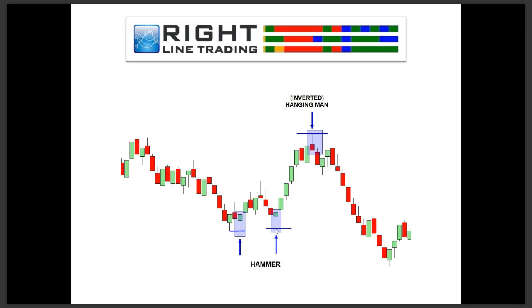Here's another really nice hammer. Big wick, major bear failure. And here, forget the inverted, this is our hanging man. And again, a big bull failure. You see this candle here? A big bull failure. Candle here, bull failure. But we want to look at hanging men and hammers as reversal patterns, not continuation patterns.